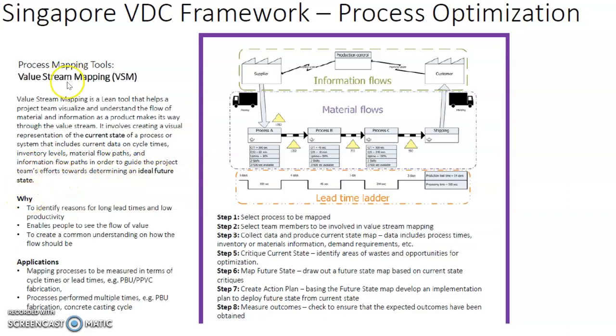Why use value stream mapping? Well, we use it in order to identify reasons for long lead time and low productivity. We use it to enable people to see the flow of value, and we use it to create a common understanding on how the flow should be.